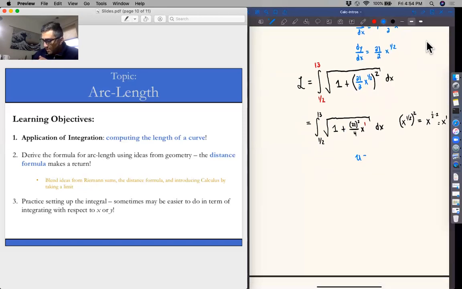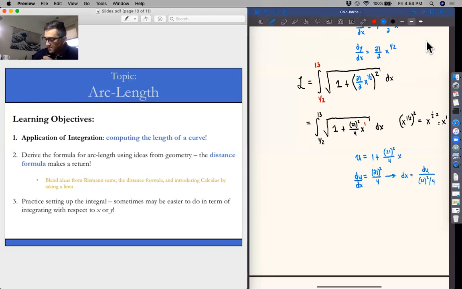So if we let u equal 1 plus 21 squared over 4 times x, well, du in this case is going to be equal to 21 squared over 4. Our du dx is 21 squared over 4. And then if we solve for dx in terms of du, we will get dx is equal to du all over 21 squared over 4.